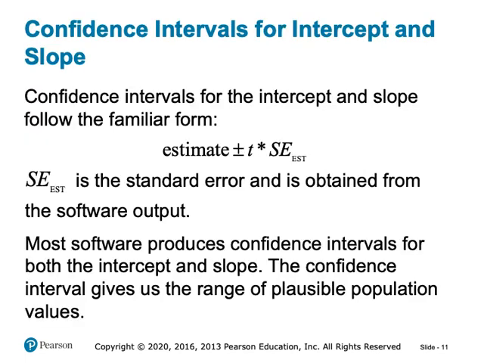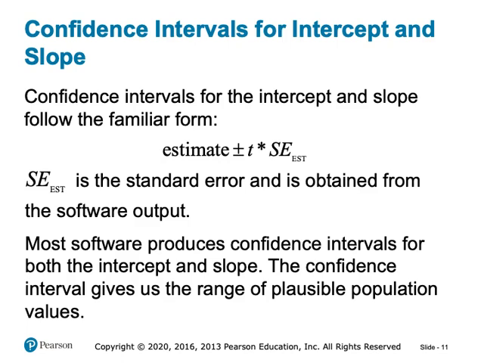Now let's discuss confidence intervals for the intercept and slope in regression analysis. Confidence intervals are essential tools that allow us to estimate the range within which the true population parameters are likely to fall, given our sample data. The confidence interval for either the intercept or the slope follows a familiar form: estimate ± t × SE. Here's what each part of this formula represents.